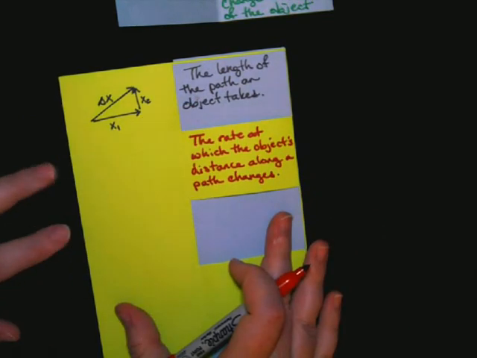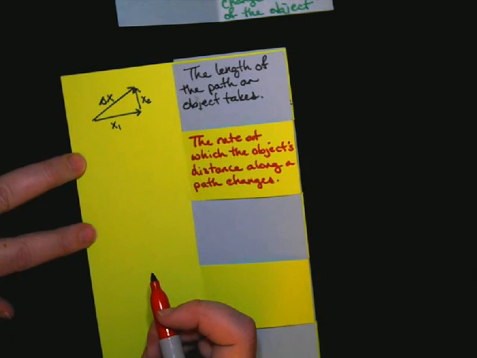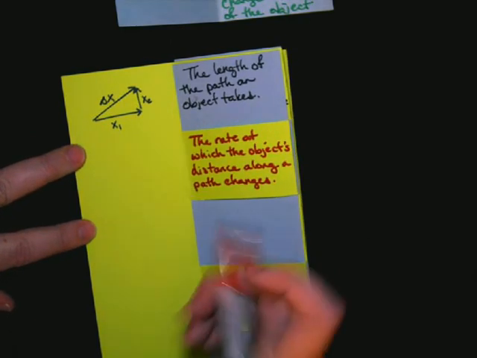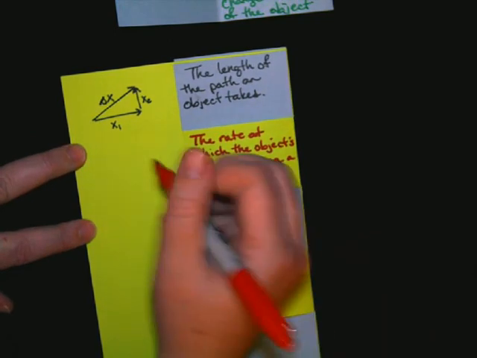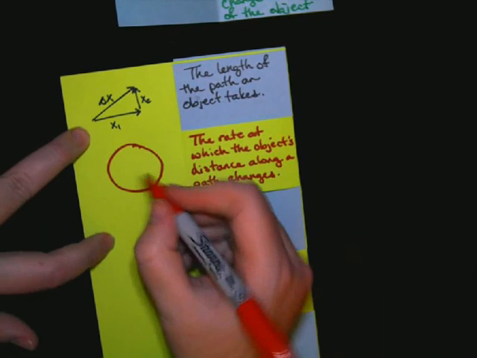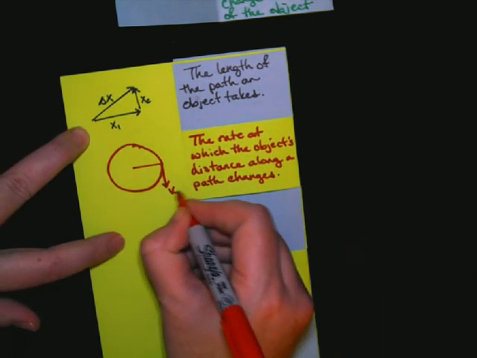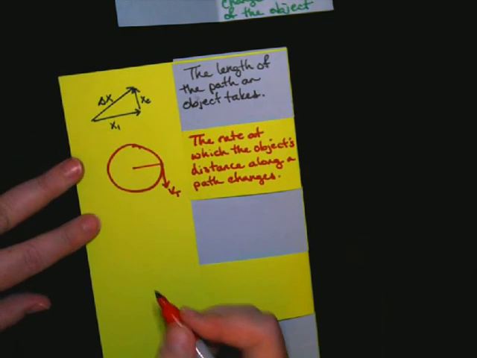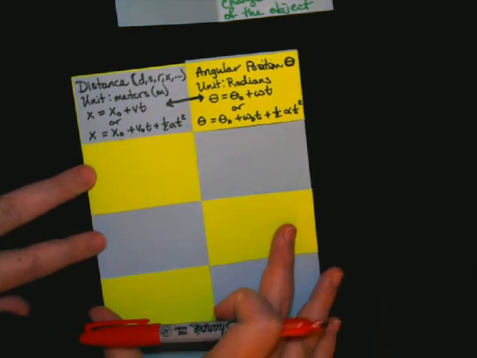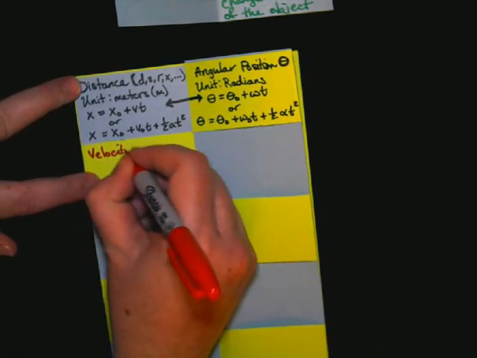Okay, so the rate at which the object's path changes. So this is going to be velocity, specifically velocity tangential. So again, I'm going to look at this in terms of a circle. And we're going to say that here we're looking at how this V, the V sub t, is moving. All right, so we've opened this up and we'll get our next definition. And so here we have velocity. Like I said, specifically the velocity tangential is the one that's going to connect here.